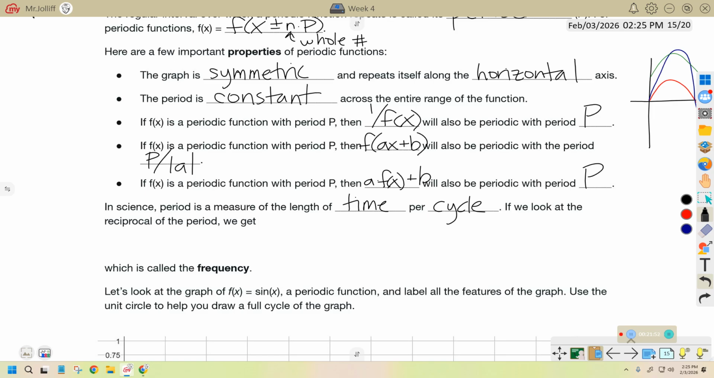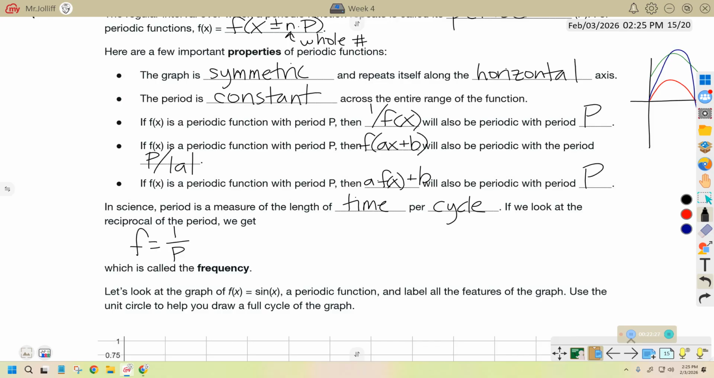Here it's going to be distance per cycle because we're doing x instead of t. And I know per means divide, so it's like seconds per cycle or minutes per cycle. If I'm talking about the Earth's rotation, we know it's 24 hours per cycle. If we take that and we flip it upside down, we look at its reciprocal, we get something called frequency. Frequency is 1 over the period.